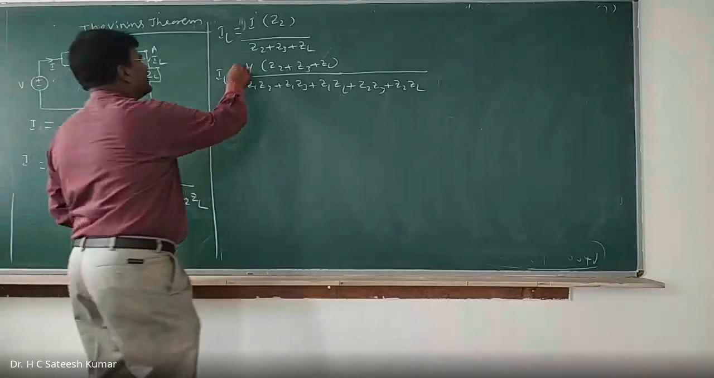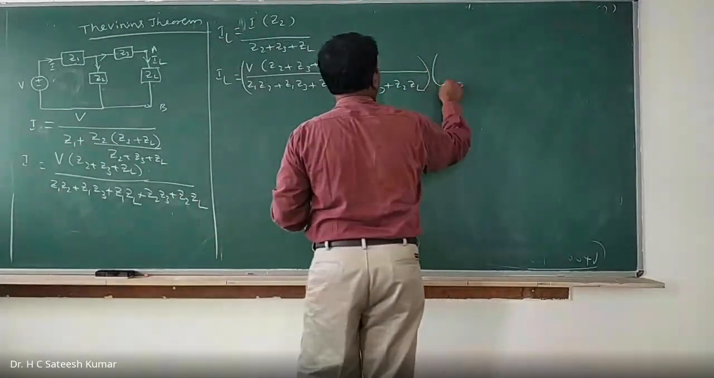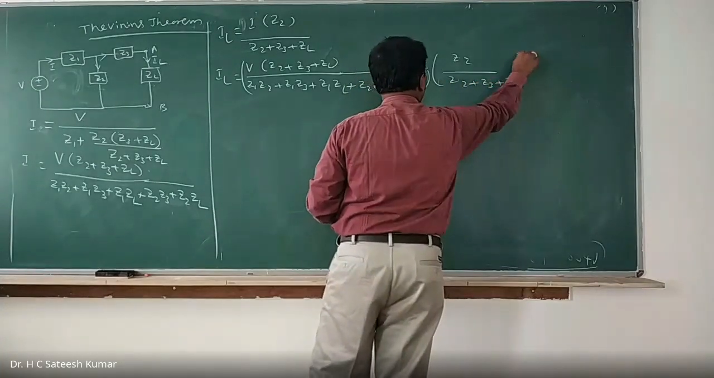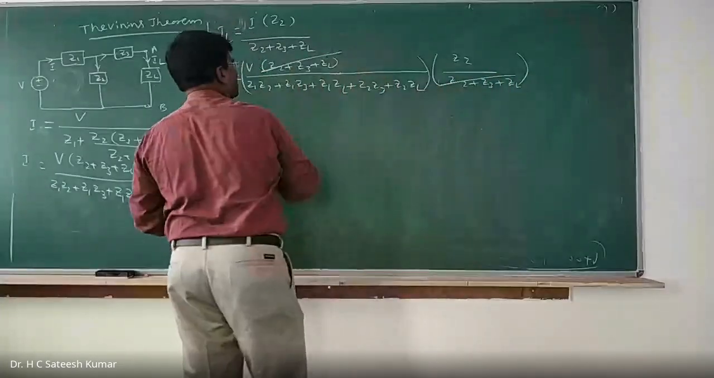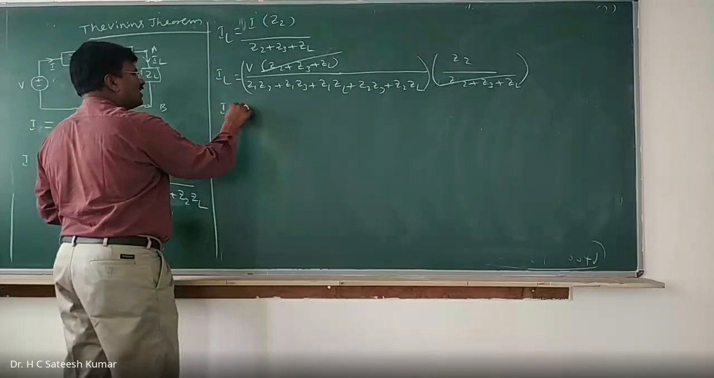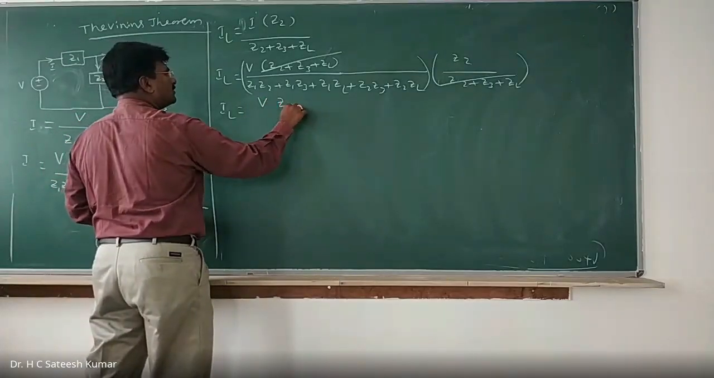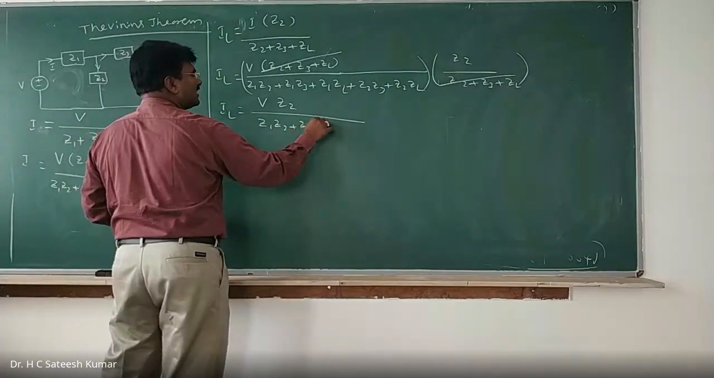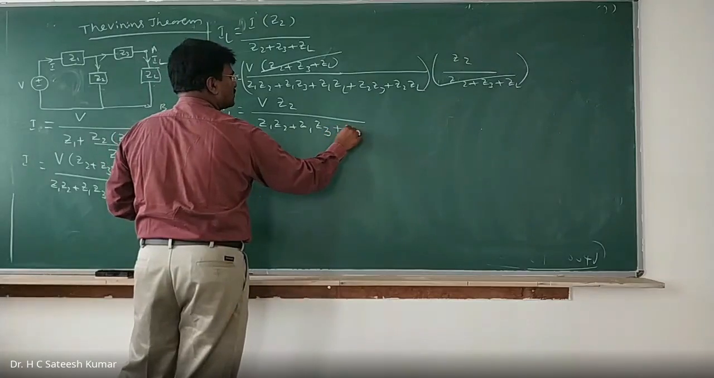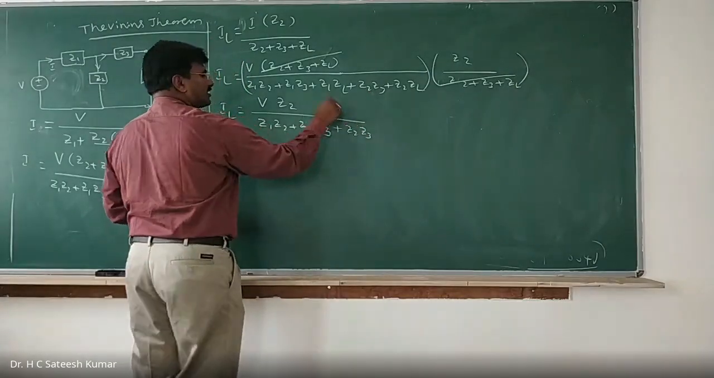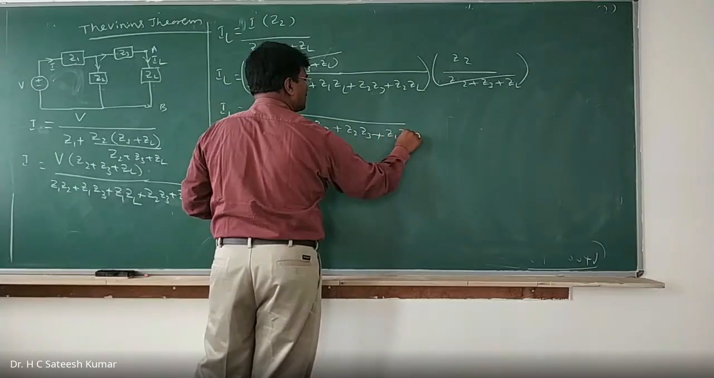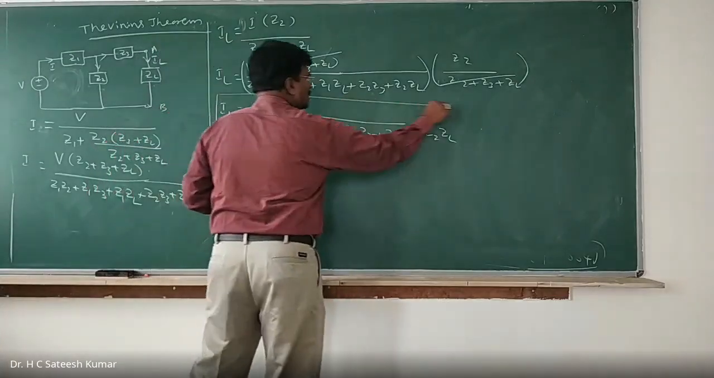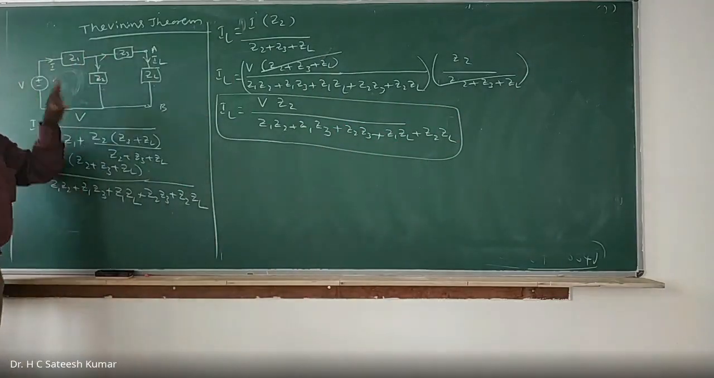This is your I, into Z2 divided by Z2 plus Z3 plus ZL. This one gets cancelled with this one. Therefore, IL is equal to V into Z2 divided by Z1 Z2 plus Z1 Z3 plus Z2 Z3 plus Z1 ZL plus Z2 ZL. This is your IL without modifying the circuit. Now we have taken the actual circuit and we got the IL.